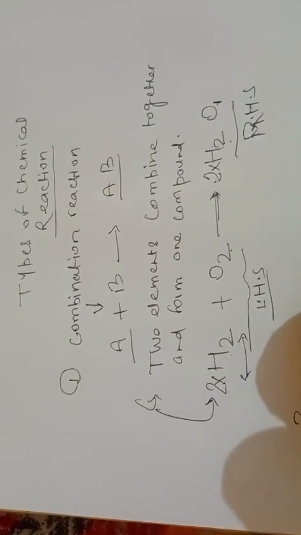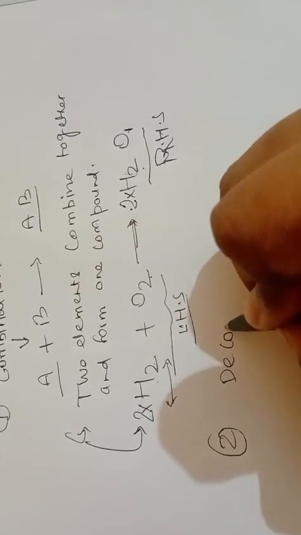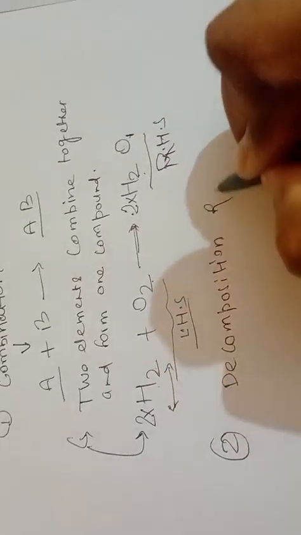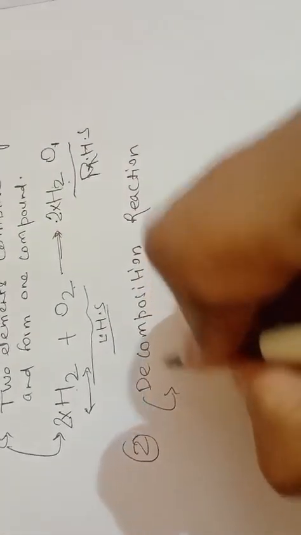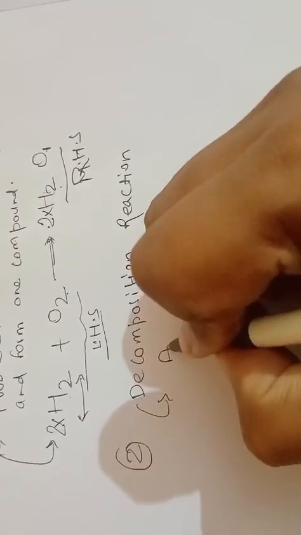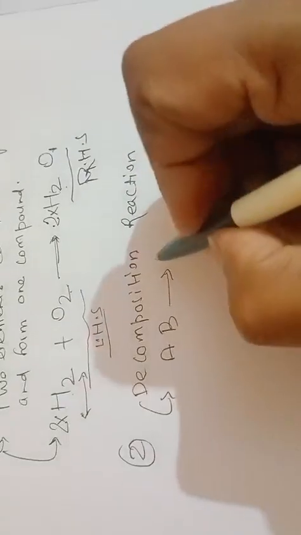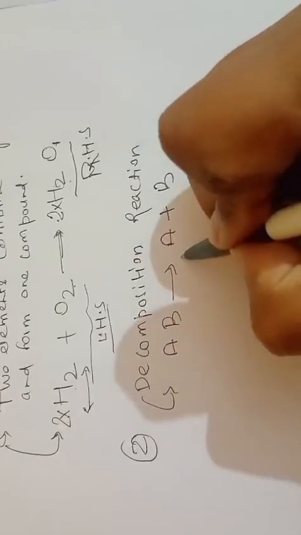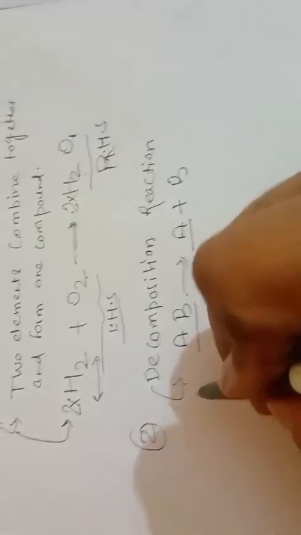So the next type of reaction is decomposition. Again, try to capture it from its name. So the definition comes from its name, that one compound decomposes, that is breaks down, into smaller compounds or smaller elements. So if we have compound AB, then it breaks down into A and B.